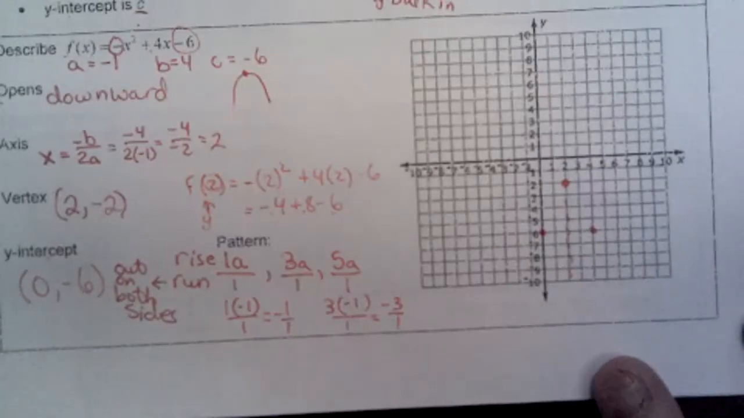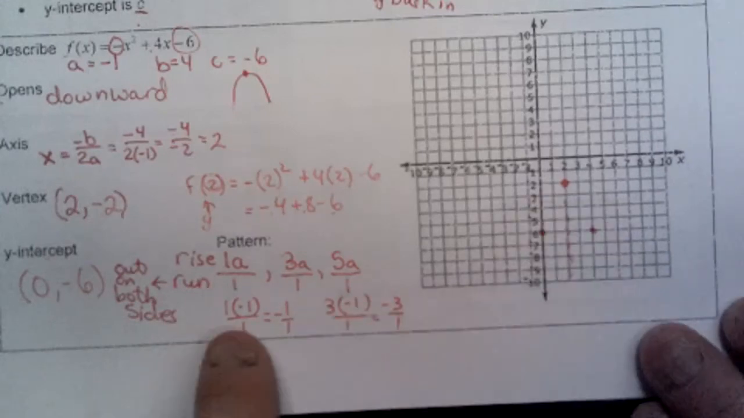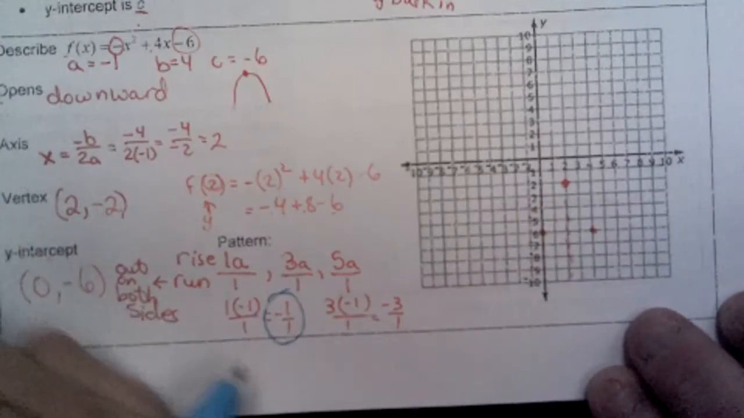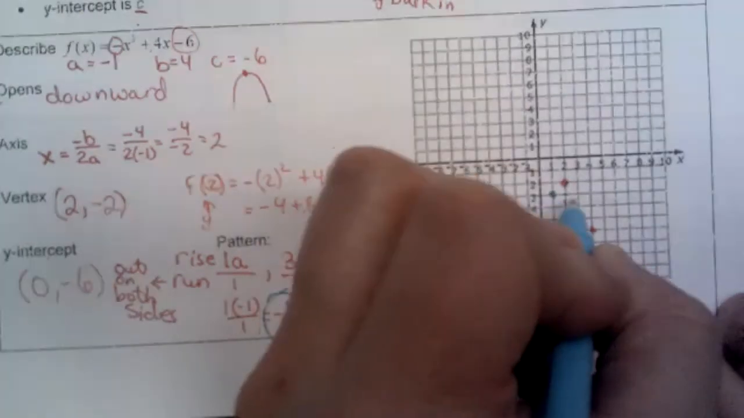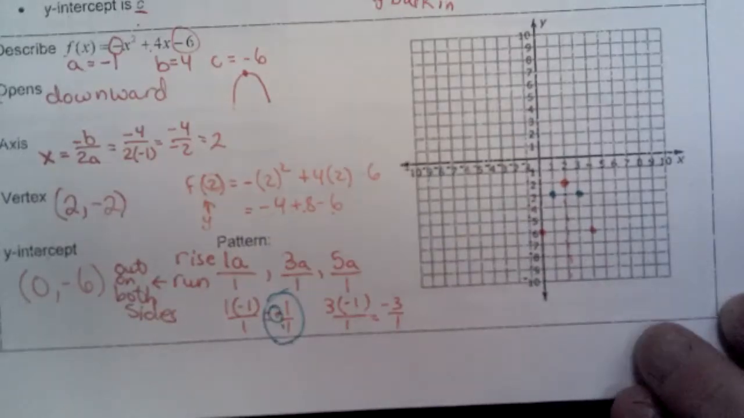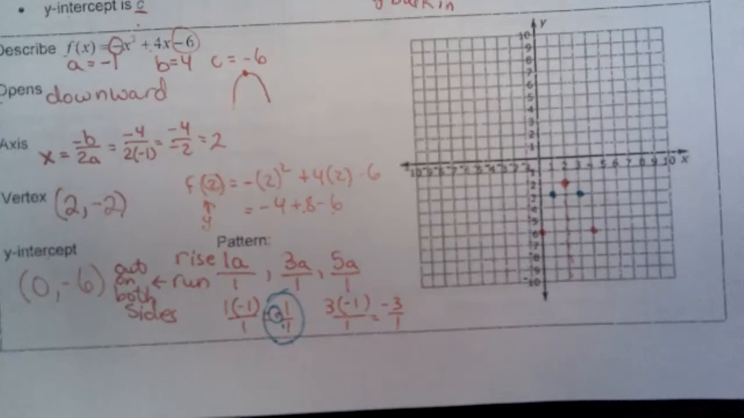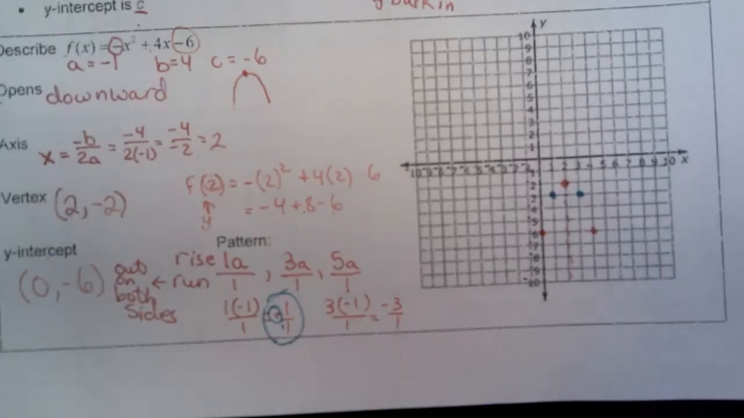So from my vertex, I'm going to do my first pattern. I'm going to go down 1, out 1 on both sides, because it was down 1, -1, out 1 on both sides. When you are doing these, unlike with a slope, the numerator, the top number, is always the one that would have that negative sign if it's negative. The denominator is always going to be a positive number because we're going to be going outward.